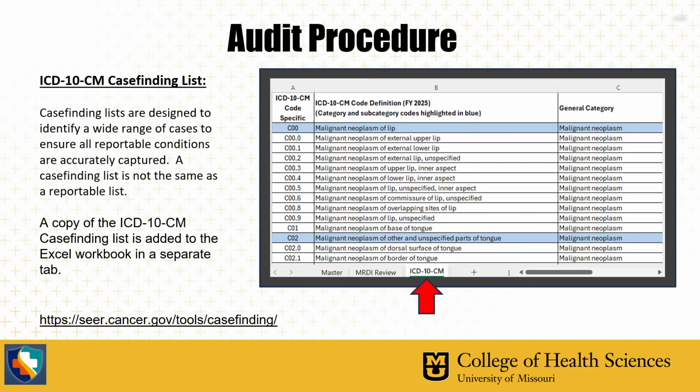The ICD-10-CM case-finding list is not identical to the reportable list. The case-finding list includes a range of codes that could signal a potential cancer diagnosis. Our goal is to cast a wide net to identify any reportable cases that may have been overlooked. A copy of the case-finding list is added to the Audit Excel workbook in a separate tab.